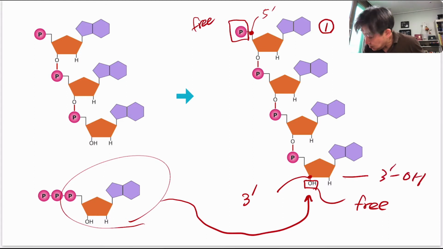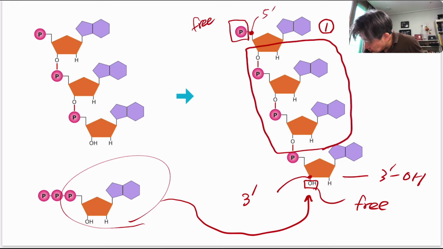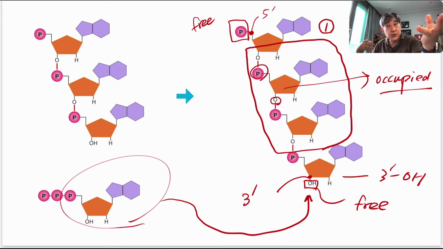You can designate in between. If you examine in between all those nucleotides, whether the so-called 5 prime phosphate or 3 prime hydroxyl, all of them are already used up, so they are occupied. The only 2 free phosphate or hydroxyl can be seen only at one end, which we can call a 5 prime phosphate end, and the other end is a 3 prime hydroxyl group. They are the only 2 free functional groups.